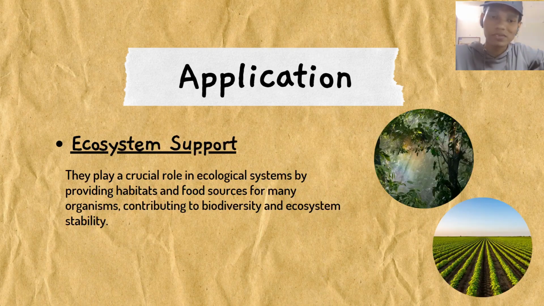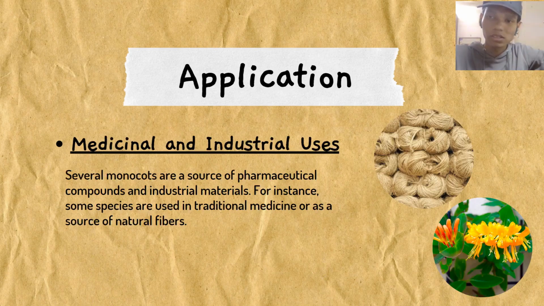Ecosystem support. They play a crucial role in ecological system by providing habitats and food resources for many organisms, contributing to biodiversity and ecosystem stability. Medical and industrial use. Several monocots are source of pharmaceutical compounds and industry material. For instance, some species are used in traditional medicine or as a source of natural fiber.